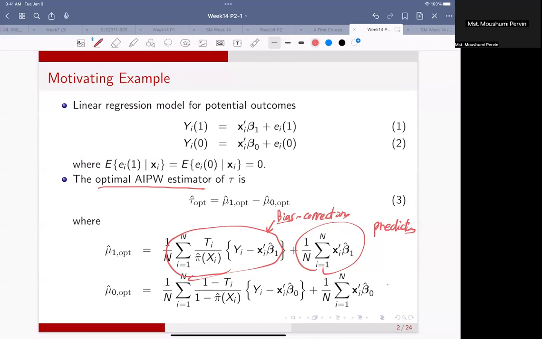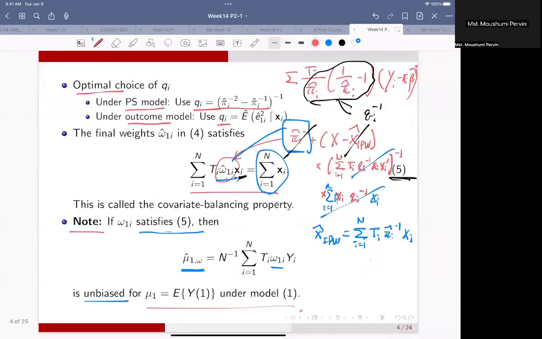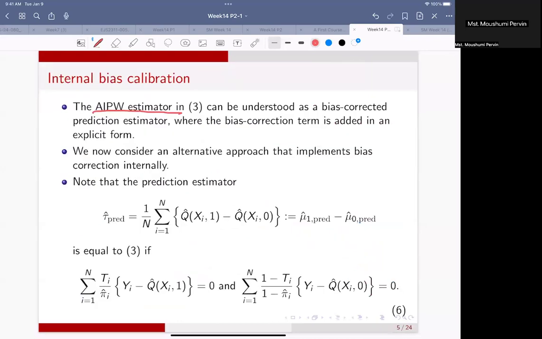So that is the idea. This bias correction is added to the prediction. That's what this method is: a bias corrected prediction estimator, where the bias correction term is added externally. And now we want to consider an alternative approach that implements bias correction internally.